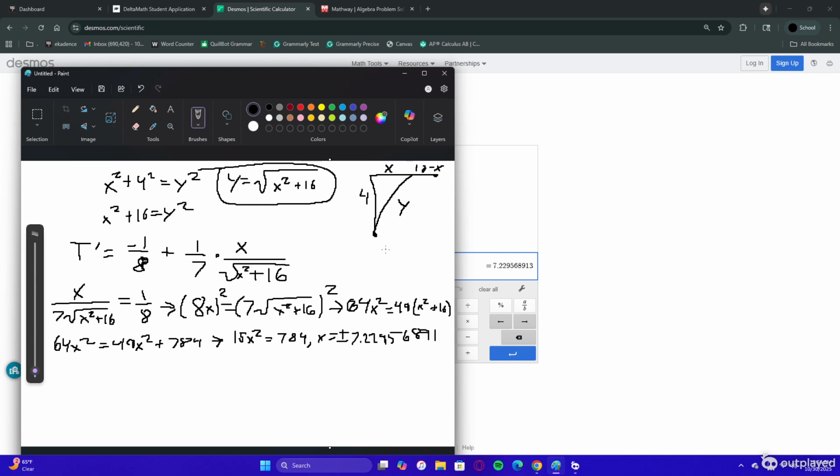And now we have our x value, but remember that the distance we're trying to find is y, which is the distance that he's riding the boat, but we already have our y, which is right here. y equals square root of x squared plus 16, and we have our x as well, so we can just do square root of this plus 16. So y equals the square root of 7.2295 squared plus 16.